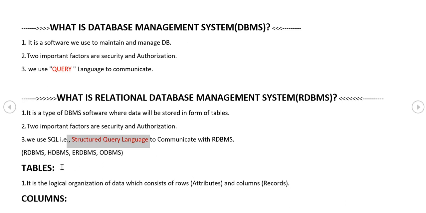Coming to table, as I said, data is stored in form of tables. Table is nothing but a combination of rows and columns in our language generally. Coming to SQL, it is a combination of attributes and records. In SQL, we call rows as attributes and columns as records.